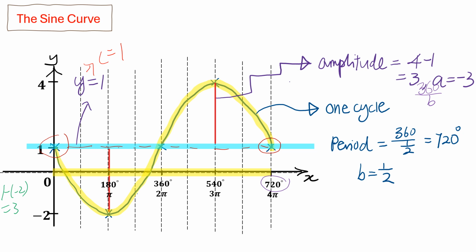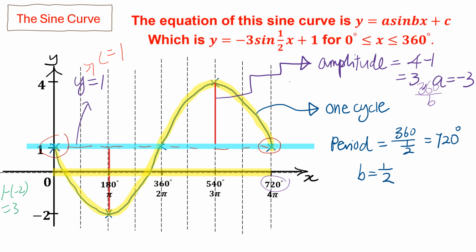Okay, but because this is an inverted curve, the amplitude is 3. Amplitude is always positive because you're talking about the height of the curve from your axis of the curve. However, because this is an inverted curve, your a must be negative 3. So putting all this into your formula, the equation for this curve will be y equals negative 3 sine half x plus 1.